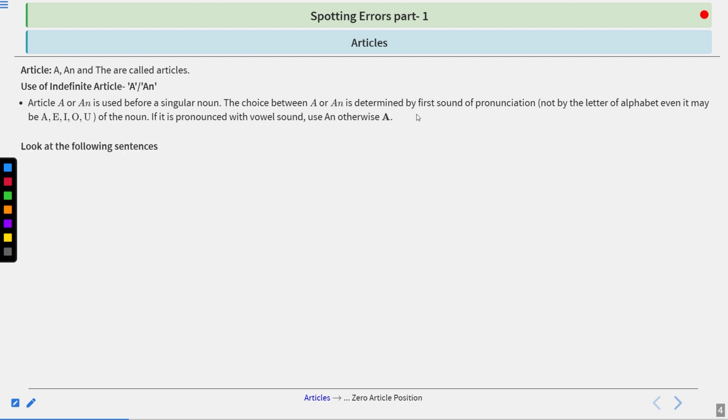Look at the following sentences. He is an honest man. He is a European. He is an MLA. He is an SDO. I hope you have understood the sentences.